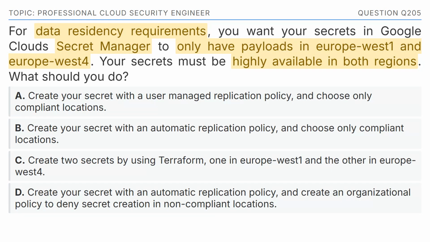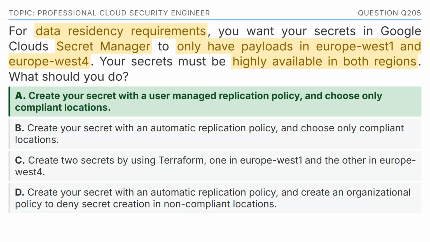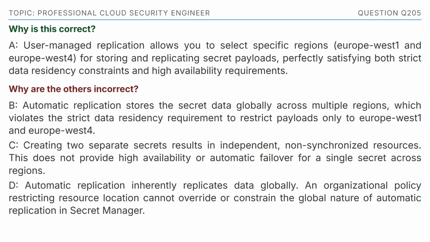To arrive at the correct answer, we focus on the keywords: data residency requirements, Secret Manager, only have payloads in Europe West 1 and Europe West 4, highly available in both regions. The correct answer is option A, create your secret with a user-managed replication policy, and choose only compliant locations. Why is this correct? A. User-managed replication allows you to select specific regions, Europe West 1 and Europe West 4, for storing and replicating secret payloads, perfectly satisfying both strict data residency constraints and high availability requirements.